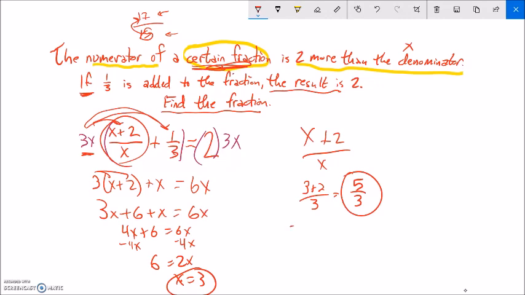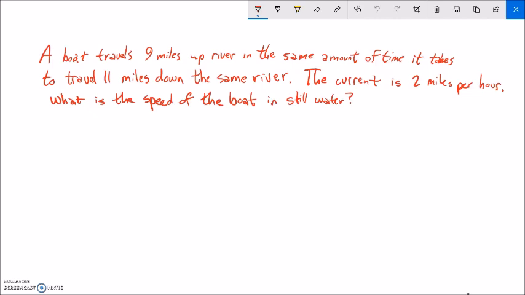Let me check it real quick. 5/3 plus 1/3 is 6/3, which is 2. That one works. So here's our next example.